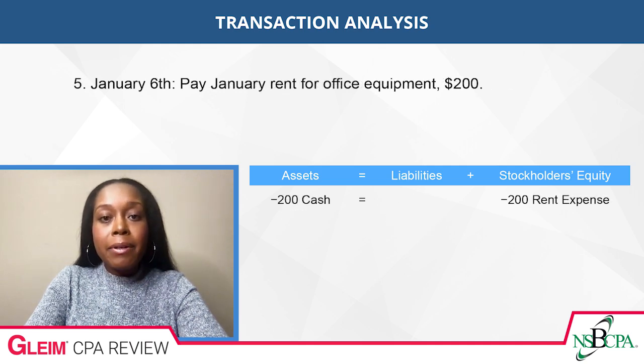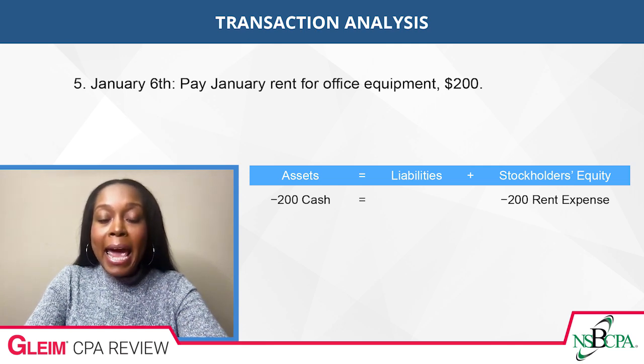Number 5, on January 6th, we paid $200 for rent for the month of January for office equipment. What do we pay with? Cash, of course. But notice the transaction doesn't say cash this time. This is where accounting students must practice to become familiar with the seemingly endless ways to describe a transaction.